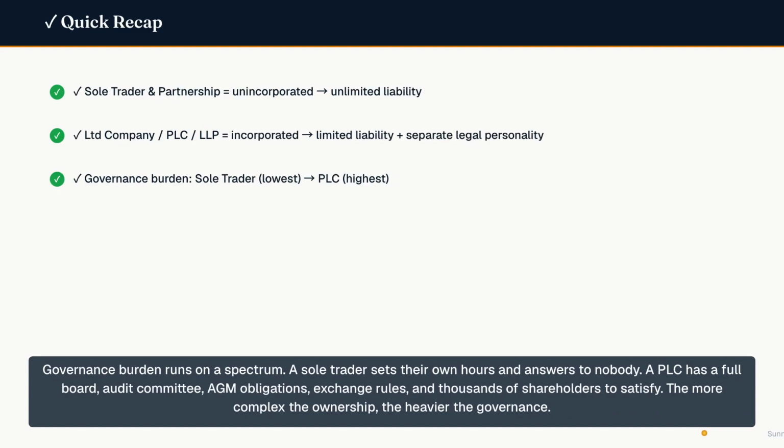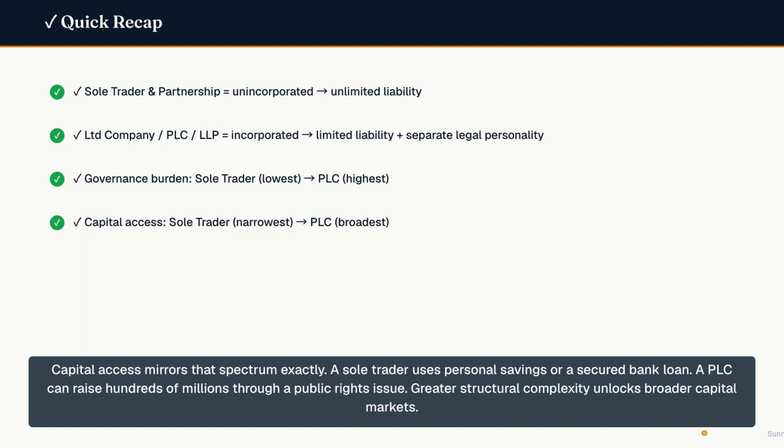Governance burden runs on a spectrum. A sole trader sets their own hours and answers to nobody. A PLC has a full board, audit committee, AGM obligations, exchange rules, and thousands of shareholders to satisfy. The more complex the ownership, the heavier the governance. Capital access mirrors that spectrum exactly. A sole trader uses personal savings or a secured bank loan. A PLC can raise hundreds of millions through a public rights issue. Greater structural complexity unlocks broader capital markets.